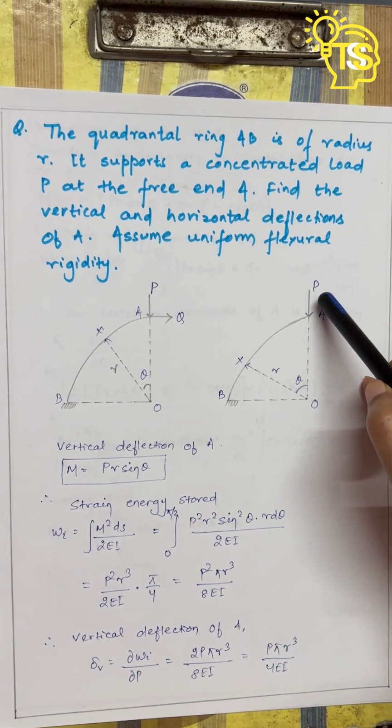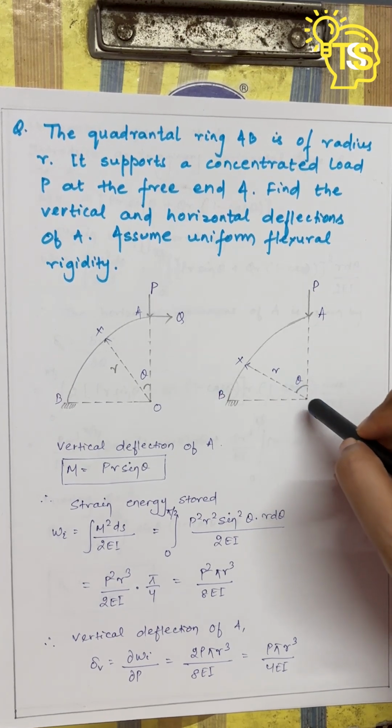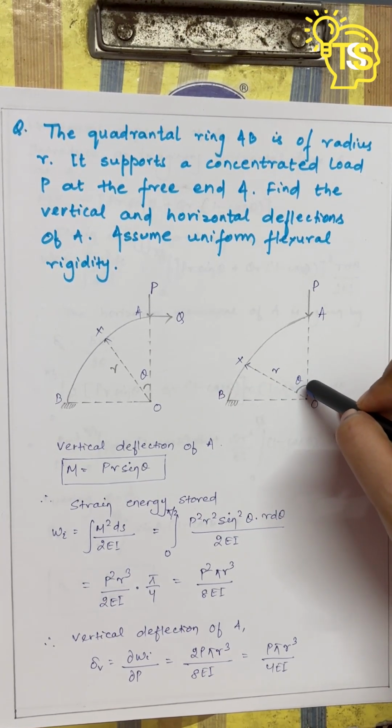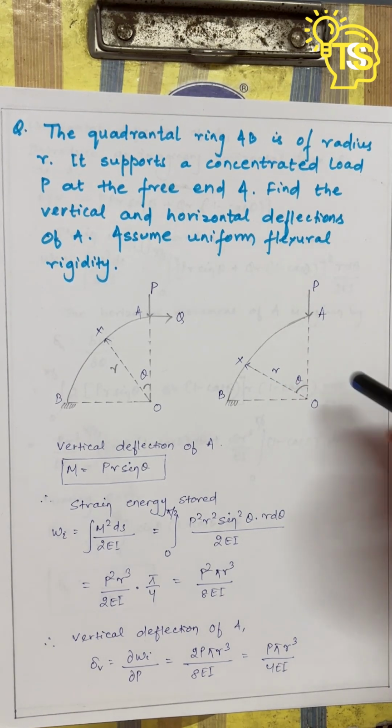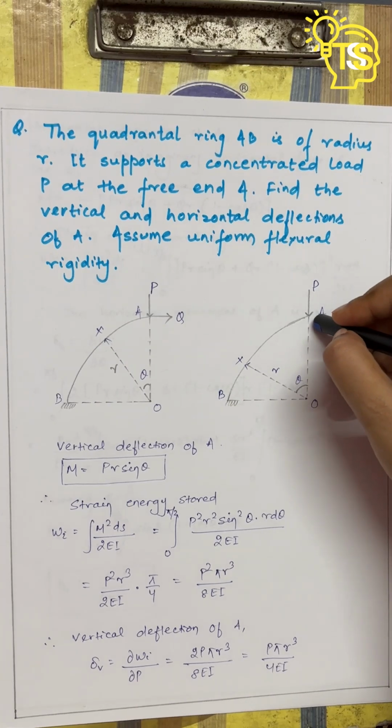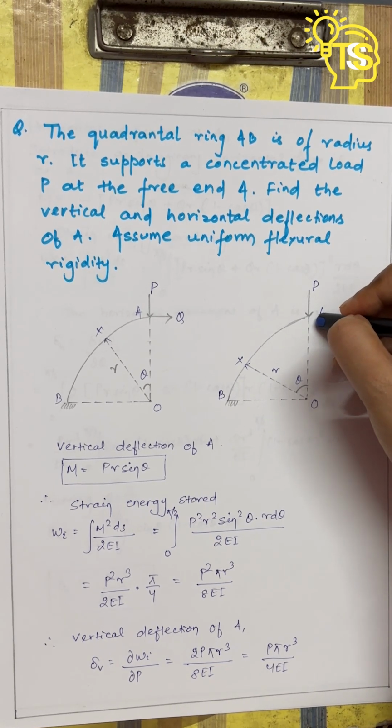Here the load P acts at point A. This is the radius of the ring and this is the angle between the radius and the perpendicular distance. Now let's calculate the vertical deflection of A. Here we have to calculate the vertical and the horizontal deflection. So first we need to calculate the vertical deflection of A. That is, let's calculate the moment first.